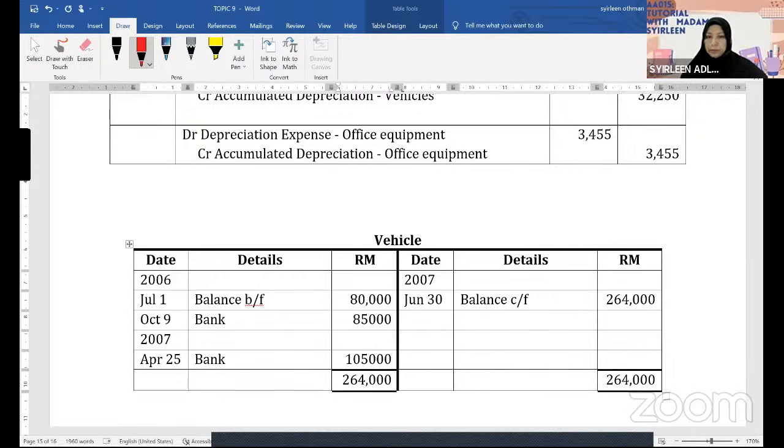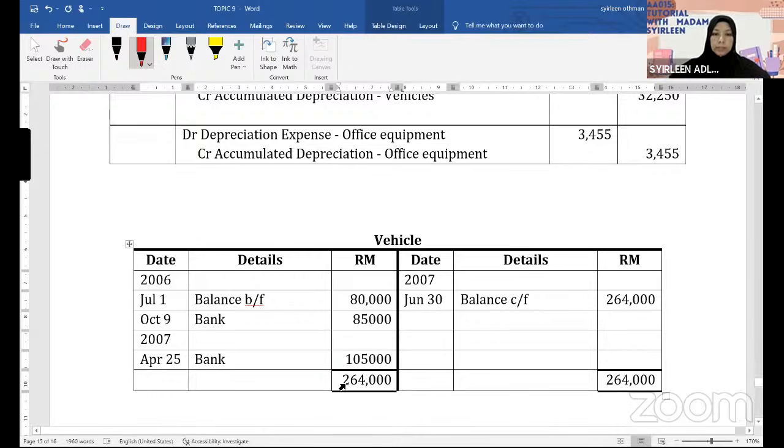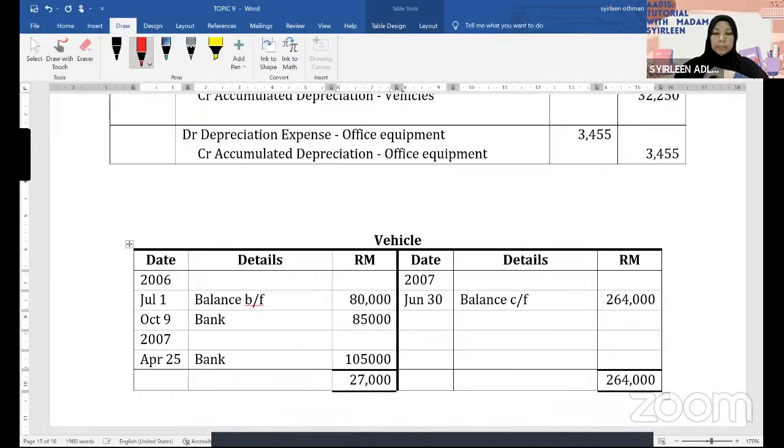Okay, so kat sini total altogether is 80,000. Okay, so here you will get the amount of 270,000. Okay, so sini is also 270,000 as well. So your balance carried forward is 270,000. Okay, sorry, I forgot to edit that. Okay, so this is for your vehicle.